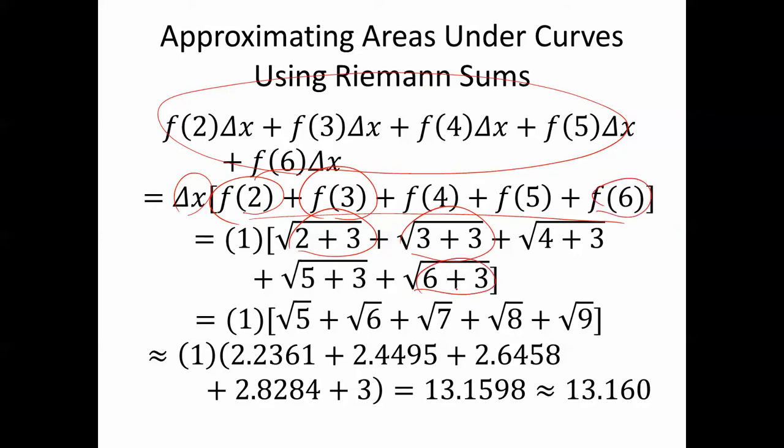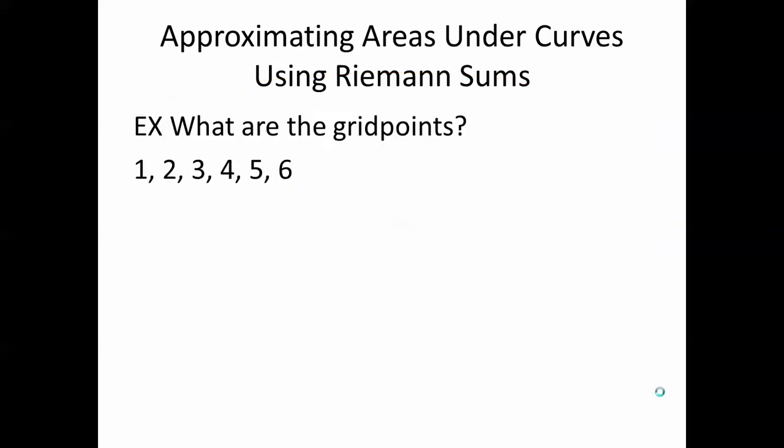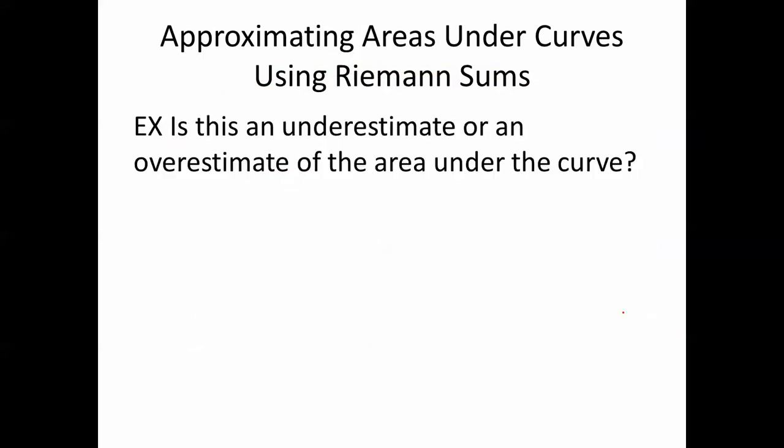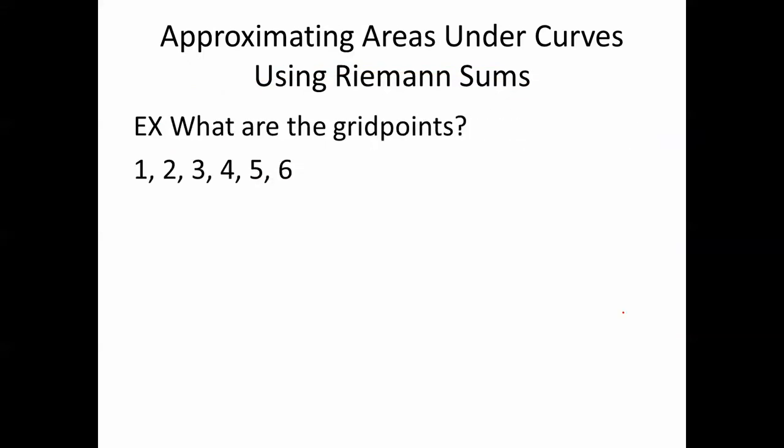When we evaluate these, we get delta x, which is 1, times square root of 5 plus root 6, root 7, root 8, root 9, and that ends up being 13.160. So that's our estimate. What are the grid points? Again, this would be 1, 2, 3, 4, 5, 6, left and right end points of intervals. Okay, is this an underestimate or an overestimate of the area under the curve?